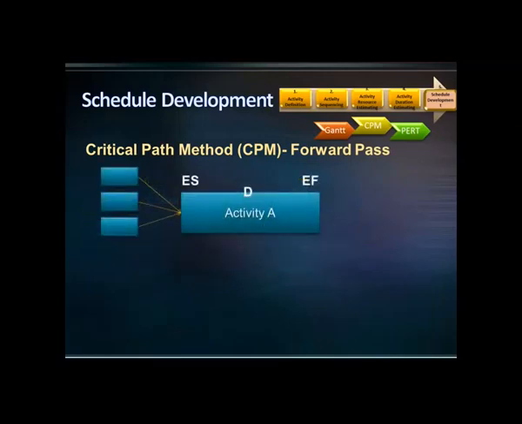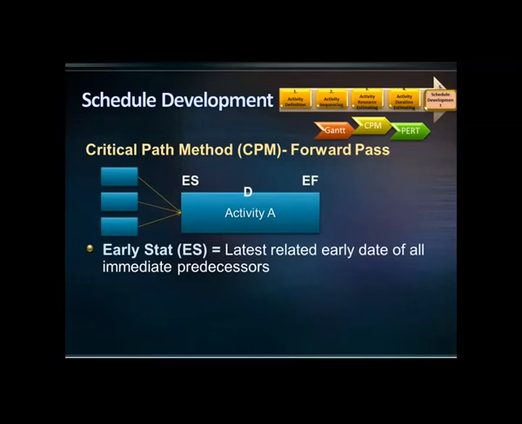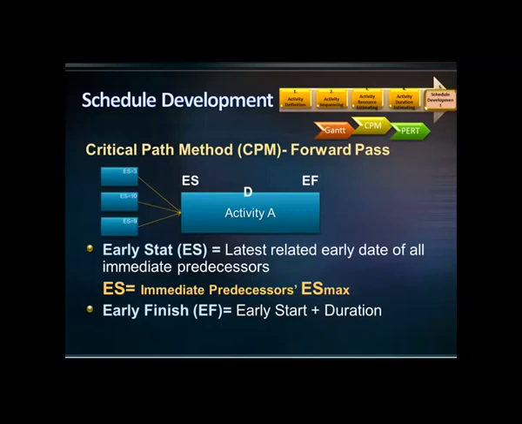As you've examined the forward pass in the previous example, you've seen that the early start of an activity is the latest related early date of all its immediate predecessors. In other words, the early start of an activity is the maximum early start of its predecessors. For instance, if the early start of activity A's predecessors are 3, 10, and 9 days, the early start of activity A will be 10 days, taking the maximum early start of its predecessors. The early finish of an activity is its early start plus the duration. This is how the early start and early finish dates are calculated in the forward pass.